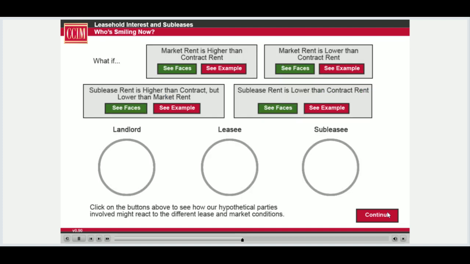What about the interaction between contract and market rents? How can a favorable contract position shift between parties involved in a lease based on the relationship between contract and market rents? Click on the buttons below to see a rough approximation of how the landlord, primary lessee, and sublessee might feel about given market conditions. Click or tap the See Example buttons to see sample cash flows.